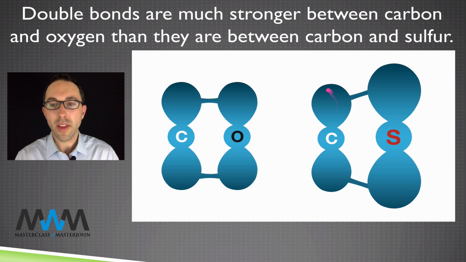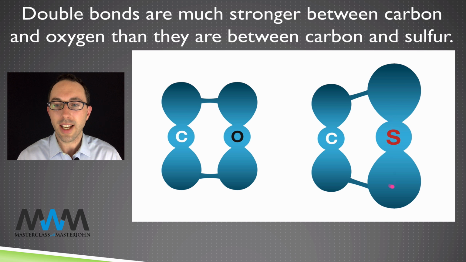But for carbon, this p orbital is in the second electron shell. For sulfur, it's in the third electron shell, so it's called a 3p orbital. And these electrons are most likely to be found up here and down here, so they're not well aligned with those of carbon.